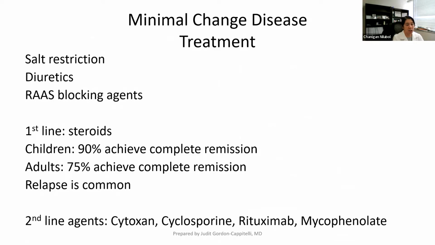The second line agents are other immune modulating agents, immunosuppressions that we use to spare some of the steroid, because the more relapses they have, the more steroid exposure they're going to have.